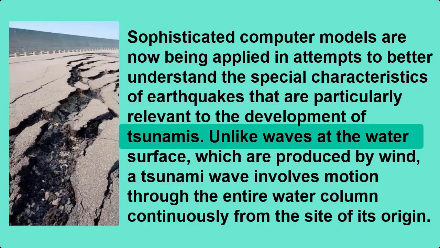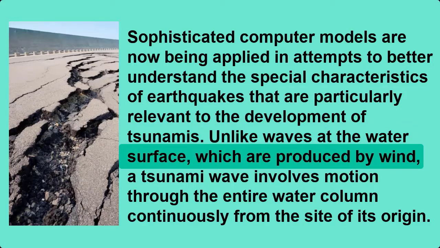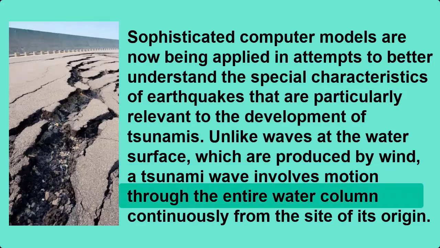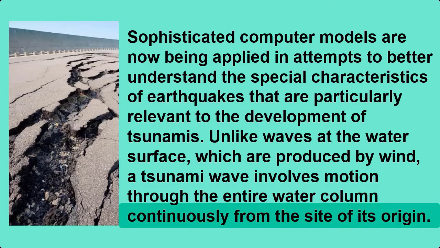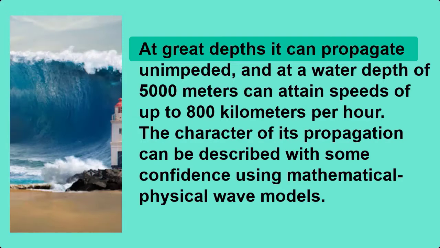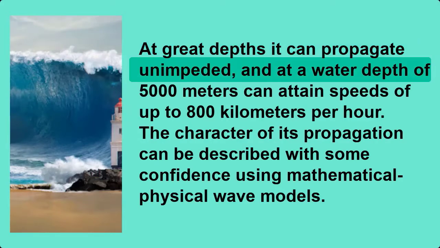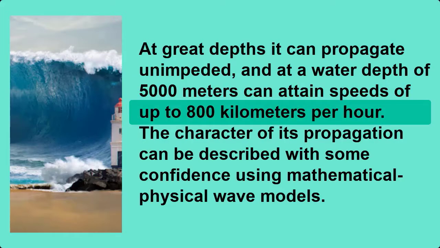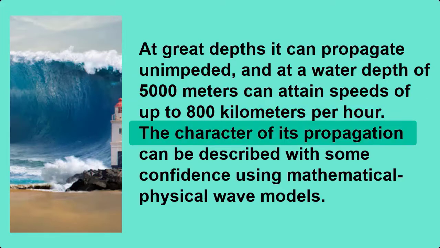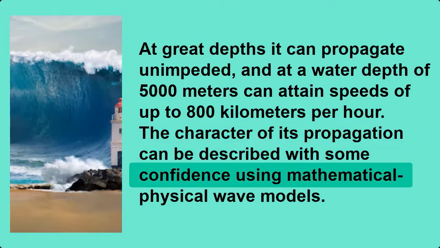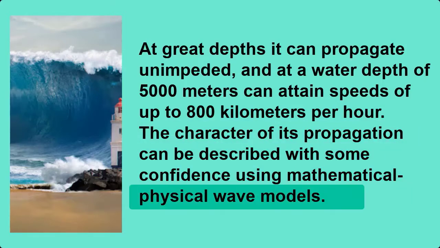Unlike waves at the water surface, which are produced by wind, a tsunami wave involves motion through the entire water column continuously from the site of its origin. At great depths it can propagate unimpeded, and at a water depth of 5,000 meters can attain speeds of up to 800 kilometers per hour. The character of its propagation can be described with some confidence using mathematical physical wave models.